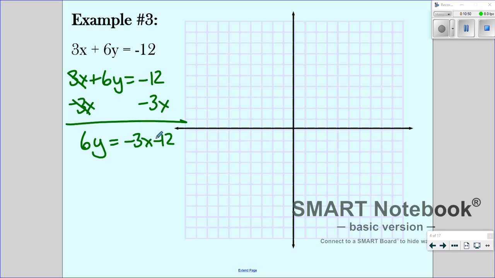Don't forget about the signs. Don't ignore them. Be careful with signs. And now we need to divide 6 on both sides. So it'll be y equals, and just so you understand what's happening, this 6 can be divided into each term. So if we were to separate it, it would look like this.